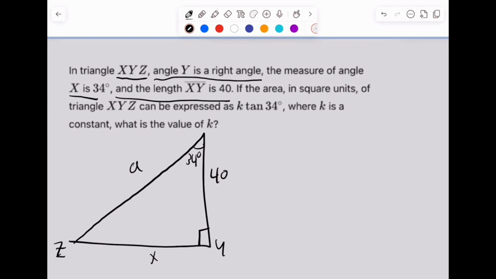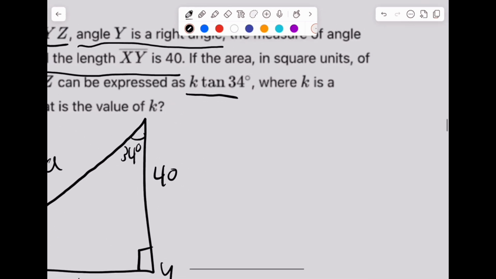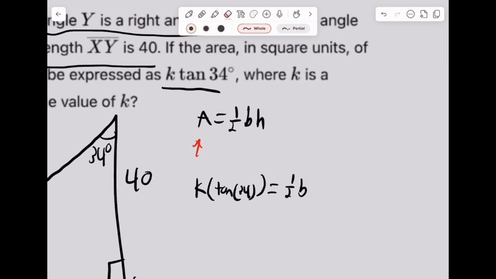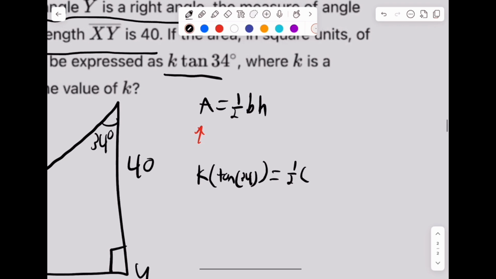If the area in square units of triangle XYZ can be expressed as K tan of 34 degrees, where K is a constant, what is the value of K? So we know that the area for a right triangle is 1/2 base times height. But we can express this area in terms of K tan 34. So we can say K tan 34 is equal to 1/2 base, which in this case we have as x, and our height, which is 40.